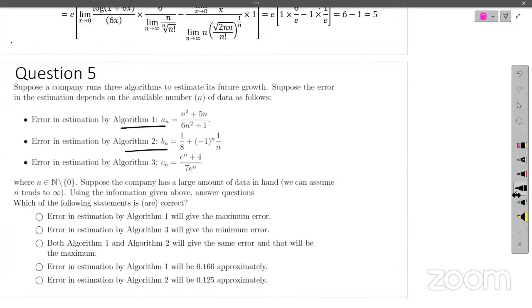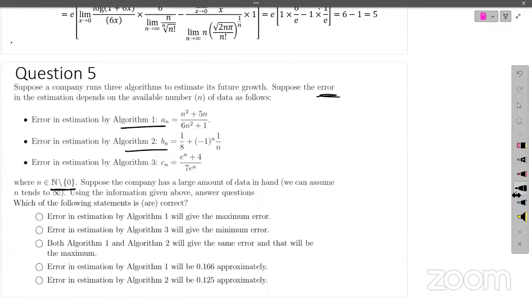So it's given that suppose a company runs 3 algorithms to estimate the future growth. Suppose the error in estimation depends on the available number n of the data as follows over these 3 algorithms and these 3 sequences, where n belongs to natural numbers minus 0. Suppose the company has a large amount of data in hands, so we can assume that n goes to infinity. So using the information given above, answer the question. The first question says that error in estimation by algorithm 1 will give the maximum error.